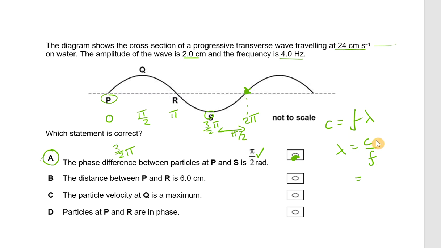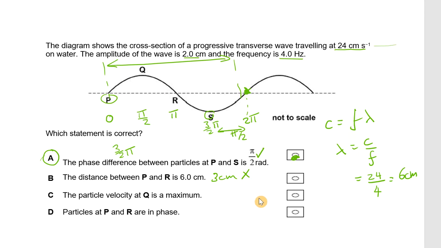The speed, we're told, is 24 centimeters per second. I would normally convert these to standard units, meters per second, but I'm going to leave it as 24 centimeters a second, just to speed things up a bit, as it's a multi-choice question. Frequency was 4 Hertz, so we've got a wavelength of 6 centimeters, but the distance between P and R is half a wavelength, so that would be 3 centimeters. So that is an incorrect statement.